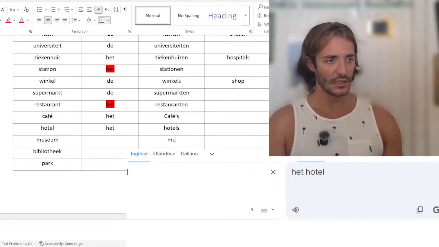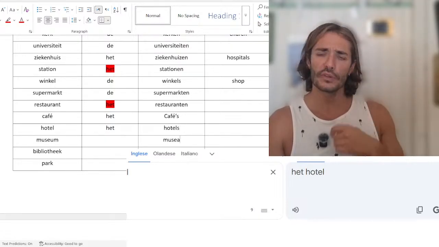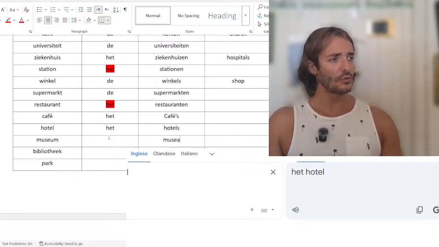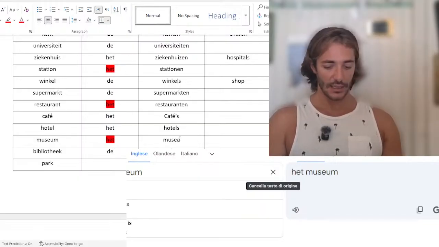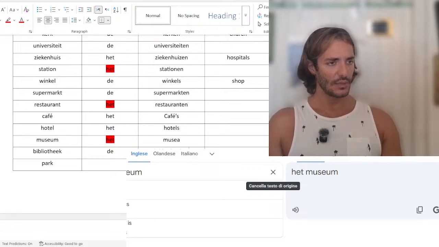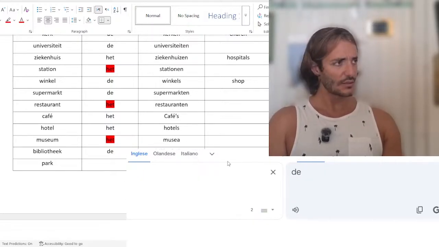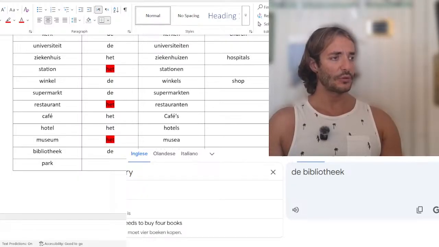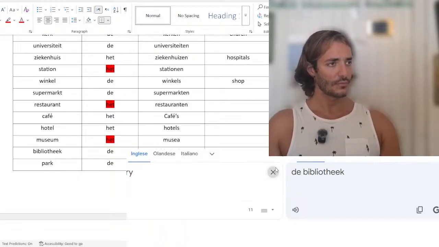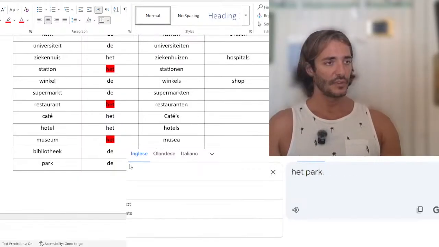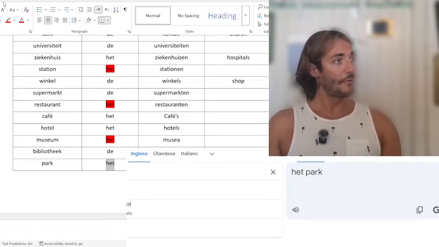Museum, musea. This goes like Latin. So um becomes a. Museum, musea. De. Het. Het museum. De bibliotheken. Taken. Maybe it's with one E. The libraries. Yeah, with one E. And it's de. De bibliotheek. De bibliotheken. Park. De park. De parken. The parks. Yes. Het park. Huh. Okay. Good.